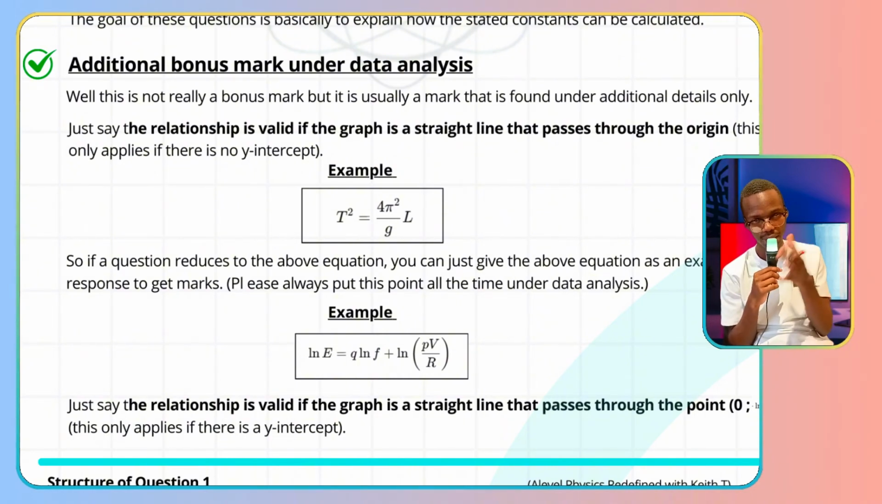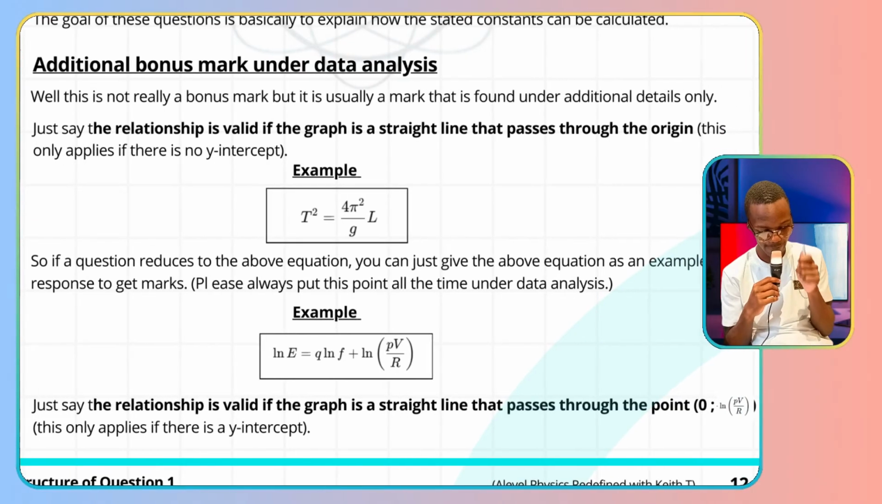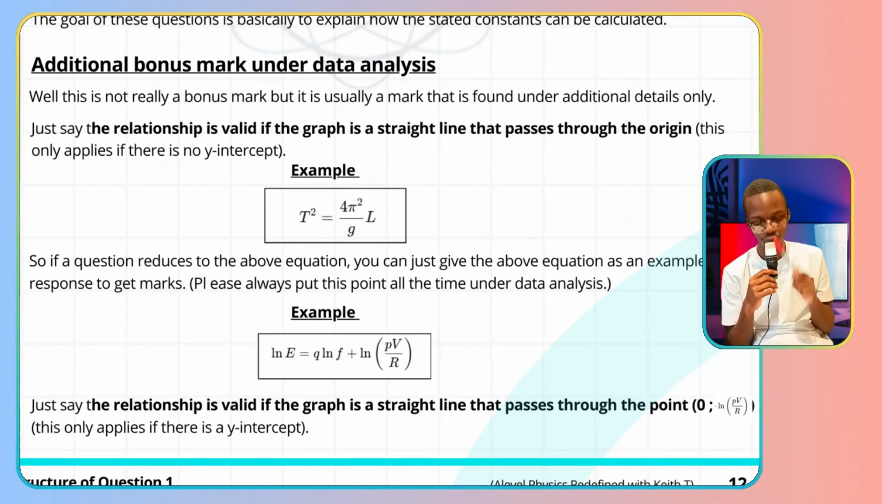So the relationship that we're trying to evaluate between T and L is valid if you can draw a straight line graph that has no y-intercept or that passes through the origin, or just say the relationship is valid if it's a straight line that passes through the point 0, comma, then you put the y-intercept. In this case, it's ln PV over R. That's my C. So it's 0, comma, the y-intercept. So the relationship is valid if the graph is a straight line passing through those points, right? And this only applies if, and I repeat, this only applies if there's a y-intercept.